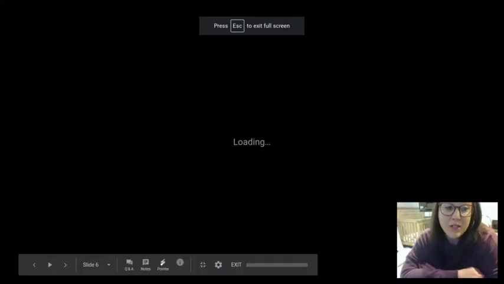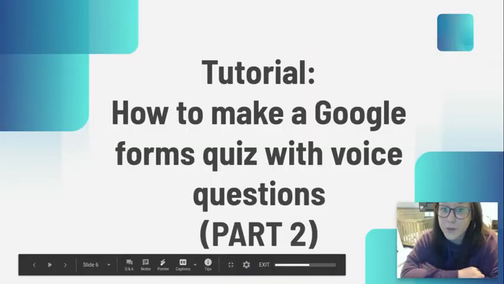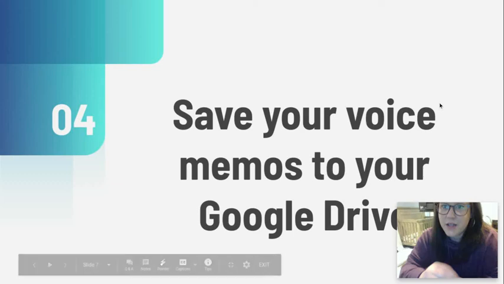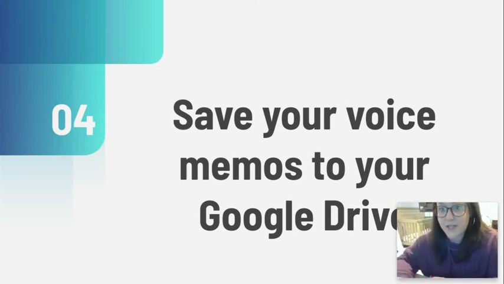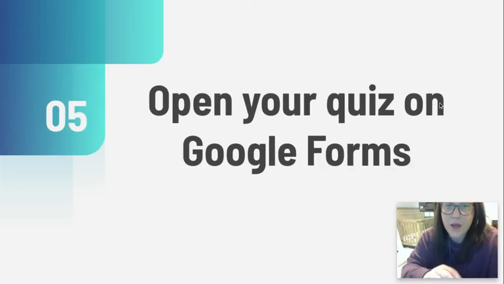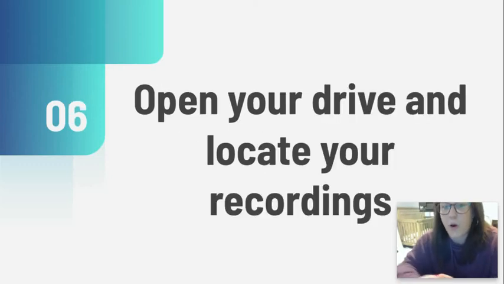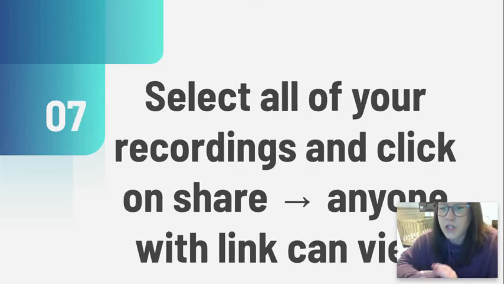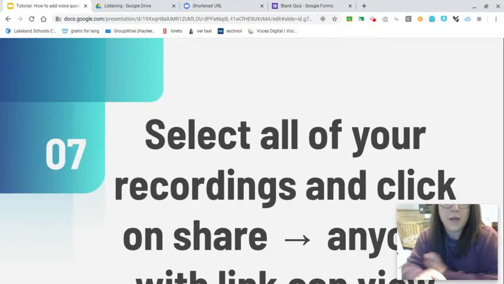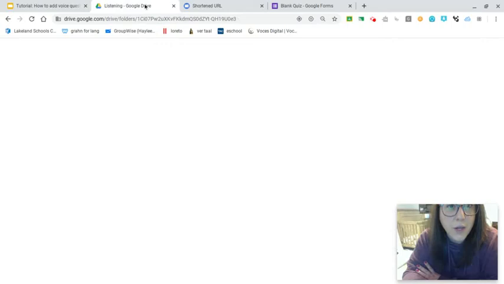Okay, this is part 2 of how to create a Google Forms quiz with voice questions. So we've recorded our voice memos and we've saved them to our Google Drive. Then you're going to open your quiz that you made on Google Forms, open your drive and locate your recordings. And then you're going to change the sharing preferences on your recordings so that everybody with a link can view it. So I'll show you really quickly how I do that.